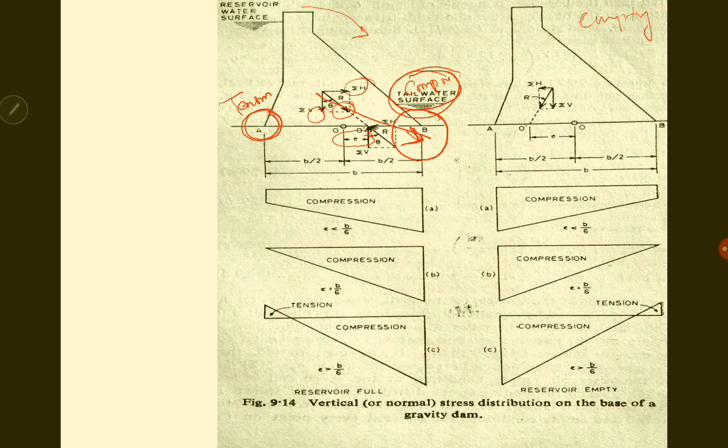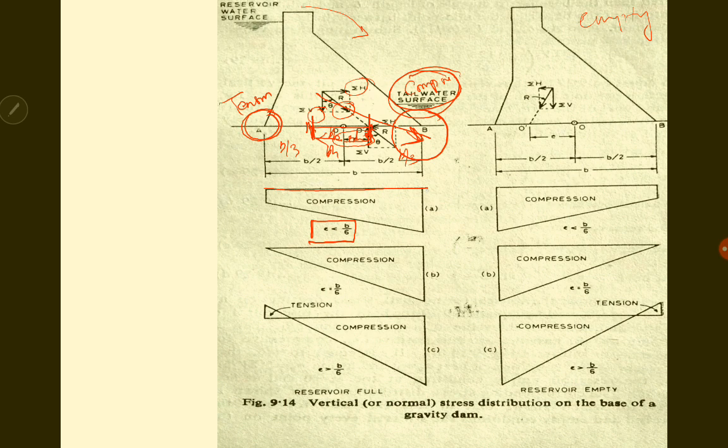So in this stress distribution diagram, you can see that the first condition is e less than b by 6. That is, the eccentricity is less than b by 6. What is this b by 6 value? You divide the whole base into b by 3, b by 3, b by 3. Each section is one third. Of these three sections, you take b by 6 on either side of the centroid. That is the b by 6 value. The eccentricity is within this limit, within this middle third section.